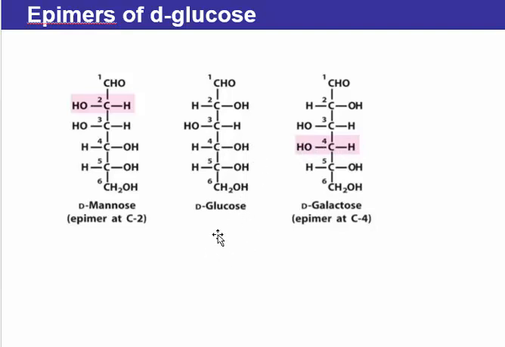Another epimer of D-glucose is D-mannose, and D-mannose is actually found in cranberries, and D-mannose is an epimer at C2. We notice that in C3, C4, and C5, D-mannose and D-glucose have exactly the same chiral centers, but at C2, they're mirror images of one another.